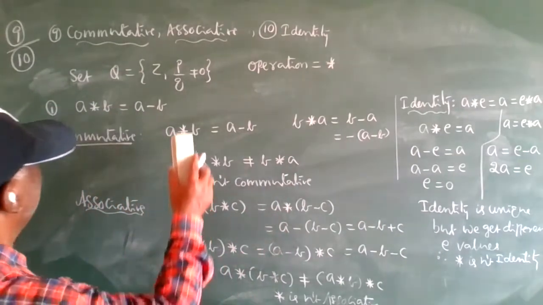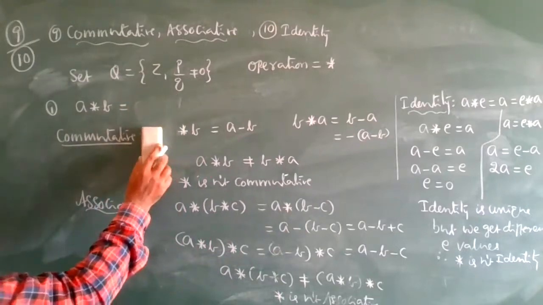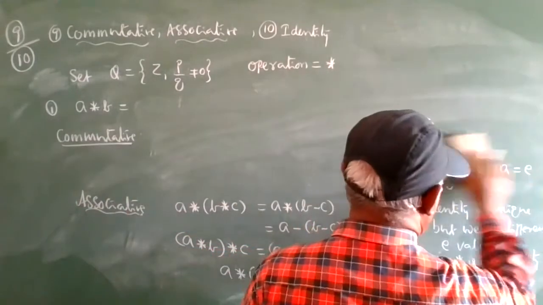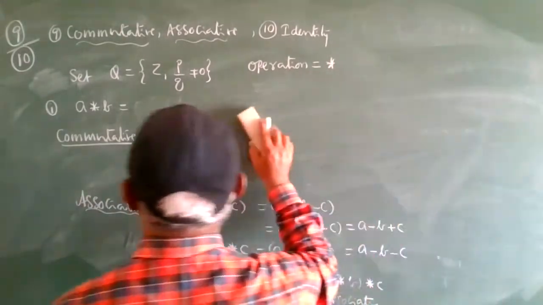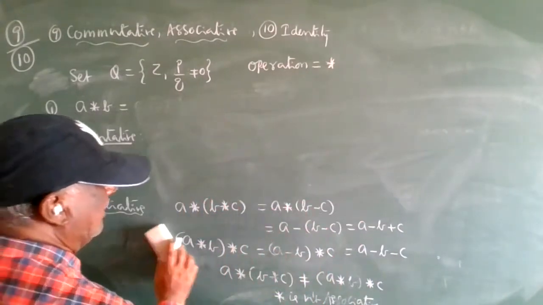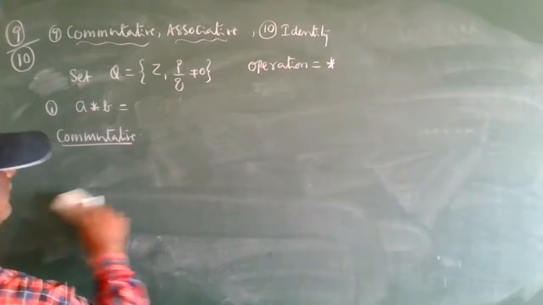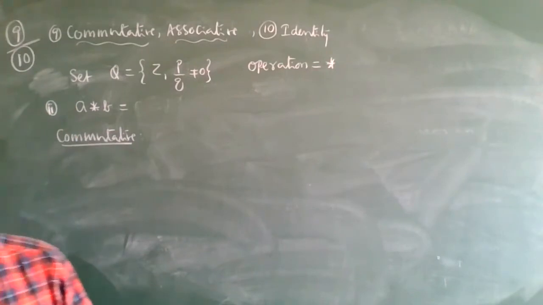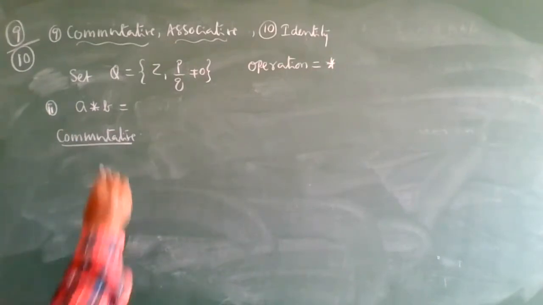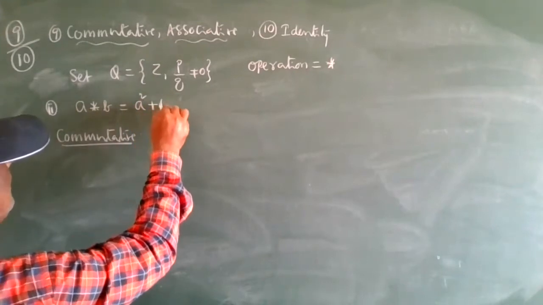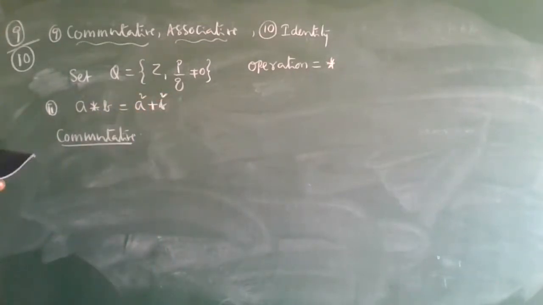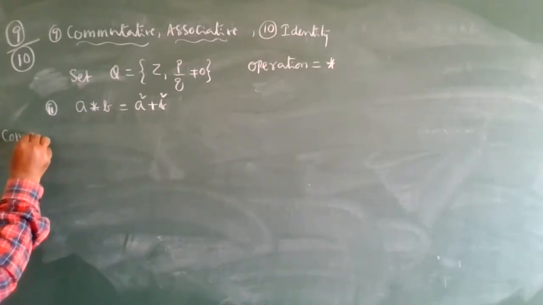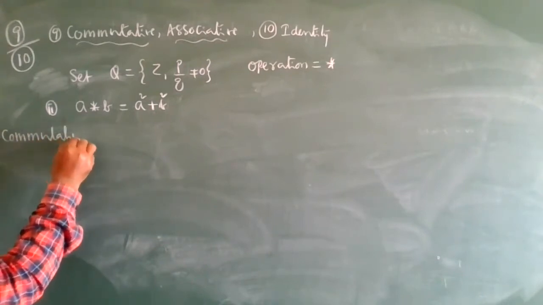I go through the second problem. Everyone check. A star B: what is the second problem? Everyone check out what the second problem is. The second one is A star B is equal to A square plus B square. Commutative, everyone see.